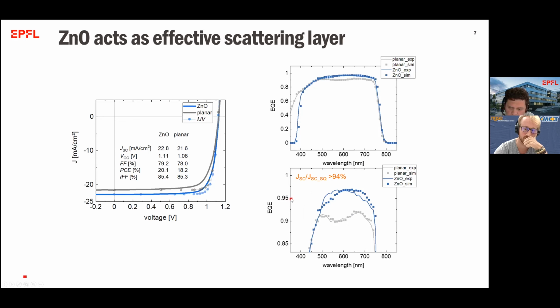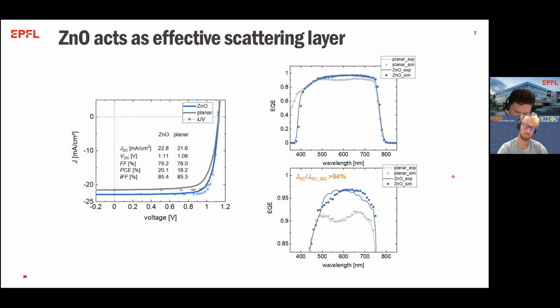That is on par with the best EQEs that are out there, which were produced with regular nanotextures in the group of Steve Albrecht and Christiane Becker by Philipp Tockhorn. Not sure if he's listening, but check out that paper if you haven't. So that's the highest currents you will see out there.